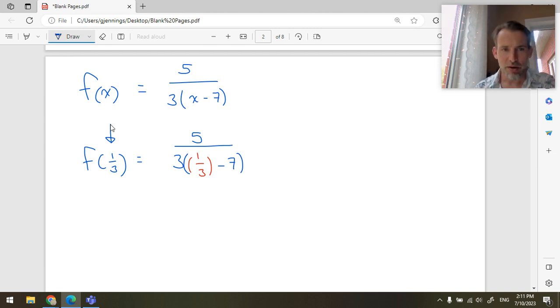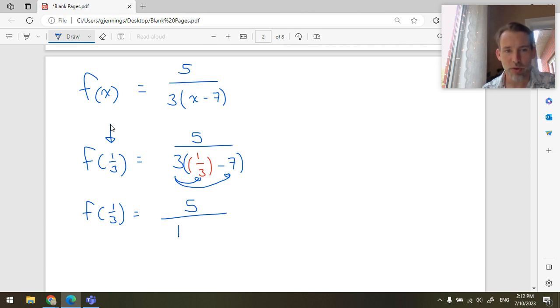So now, how do we deal with this? Well, we could do 1/3 minus 7, which would be negative 6 2/3, and then multiply that by 3. But an easier way would be to distribute that 3 in right now. So 3 multiplied by here and 3 multiplied by there. So f at 1/3 is equal to still 5 on the top, we haven't touched that, over 1, because 3 times a third is 1, minus 7. Well, that's minus 21. 3 times negative 7 is negative 21.